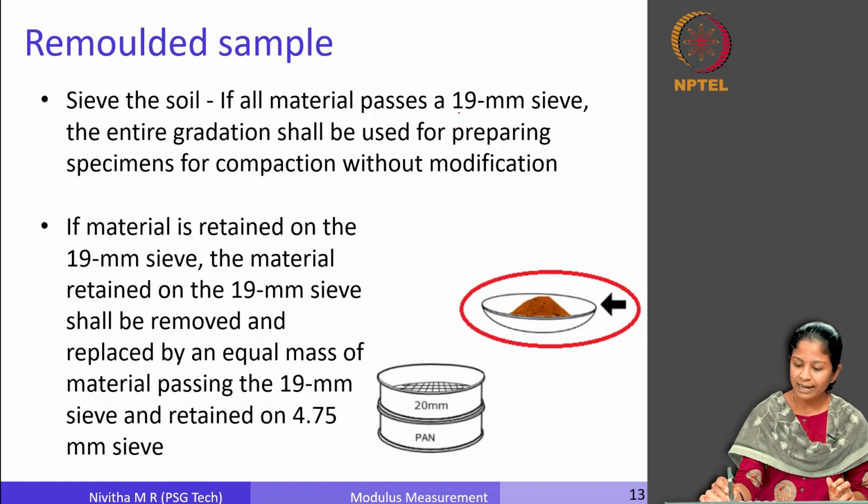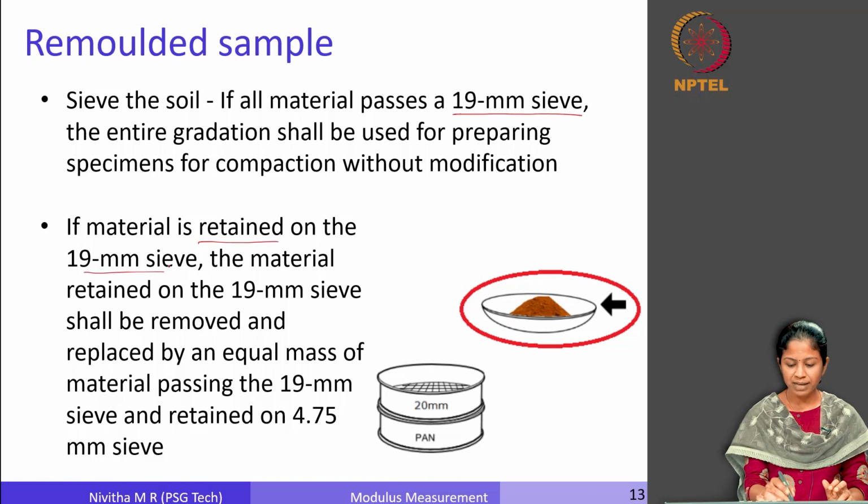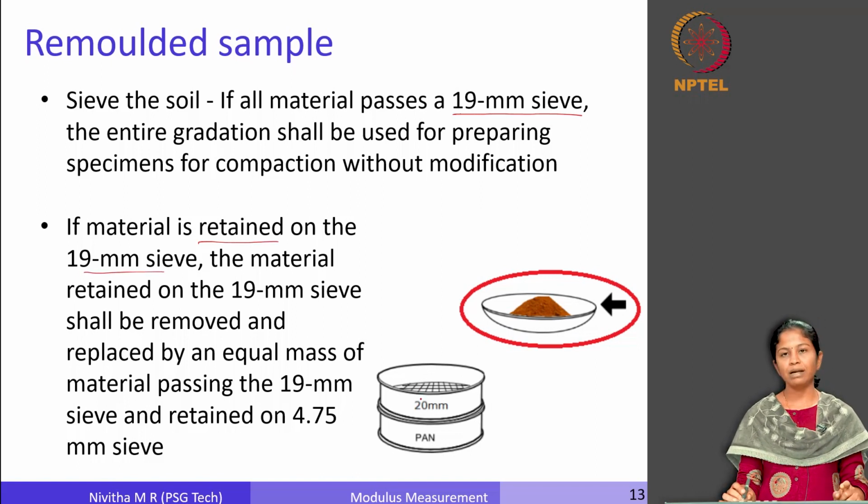If all the material passes a 19 mm sieve, then the entire gradation can be used for preparing the specimen. If some material is retained on the 19 mm sieve, the material retained on the 19 mm sieve should be removed, and that equivalent weight of material should be put back into the original sample, right. And you should ensure that whatever material you are replacing, instead of this larger than 19 mm particle, should be between 19 and 4.75 mm. It should pass the 19 mm sieve and be retained on the 4.75 mm sieve.